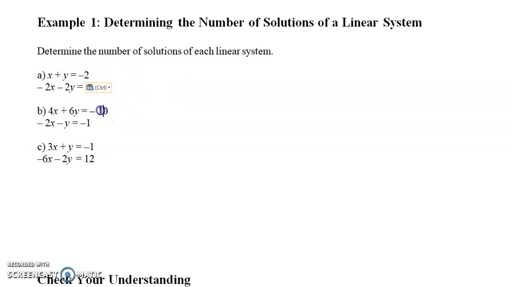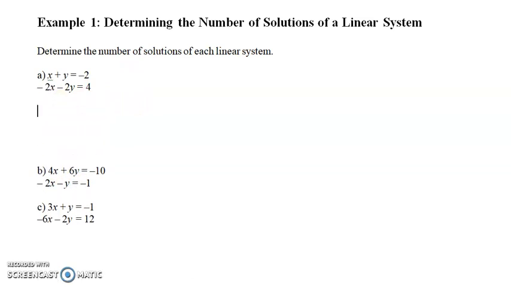All right, so let's take a look at the first example here, and then we'll do B and C afterwards. So again, you can rearrange this. If I rearrange this in slope-intercept form, as you guys know how to do, we would subtract the x from both sides. The second equation is a little harder to rearrange, but we can do it.